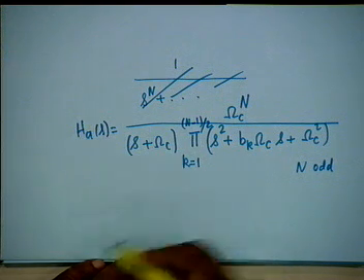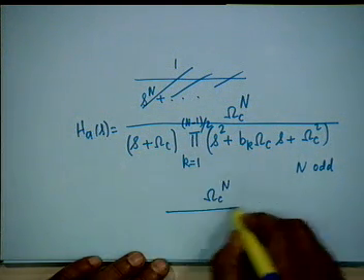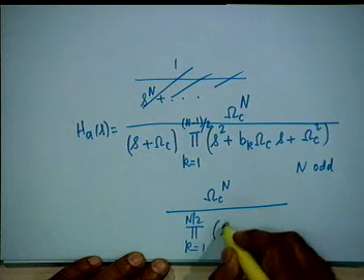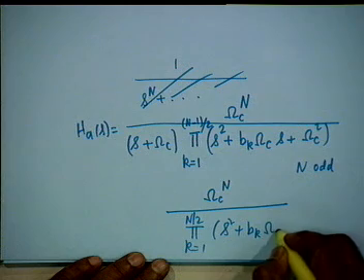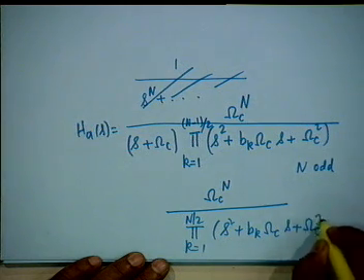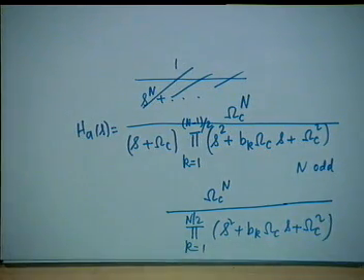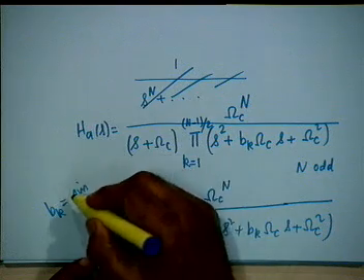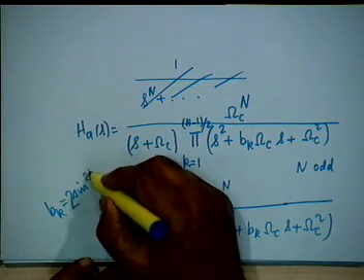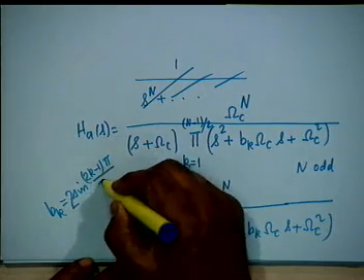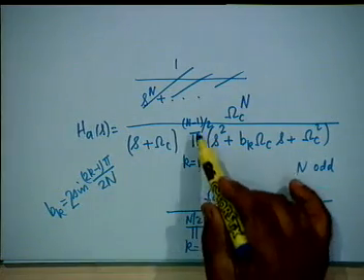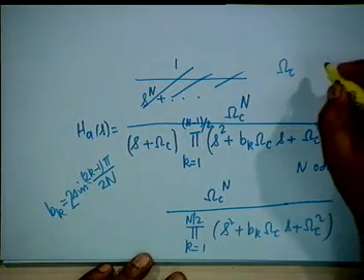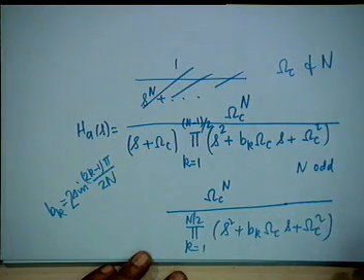And if capital N is even, then we shall have omega c to the n divided by the continued product, k equal to 1 to n by 2, of s squared plus b k omega c s plus omega c squared, where this constant b k, you do not have to find anything else, you just find b k as twice sine of (2k minus 1) pi divided by 2n. The range of k has already been specified, so there is no problem. So, all that you have to determine for Butterworth is omega c and capital N.